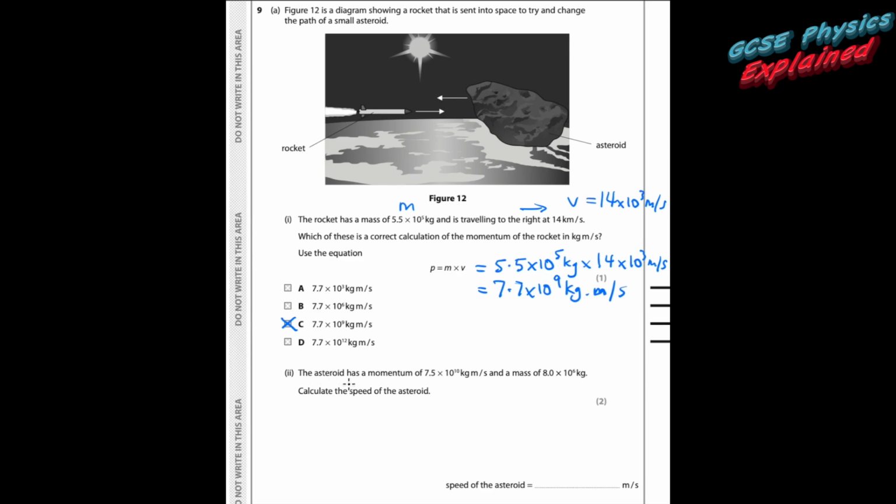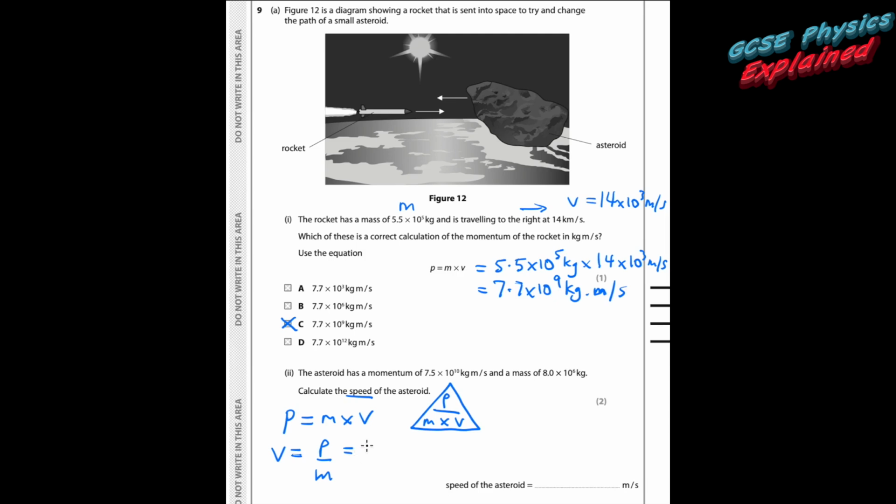Part 2. The asteroid has a momentum of 7.5 times 10 to the 10 kilograms meters a second and a mass of 8 times 10 to the 6 kilograms. Calculate the speed of the asteroid. Right, so momentum equals mass times by velocity, just like it's set up there. We need to rearrange that. So pop it in a magic triangle. M times by V goes on the bottom. P, momentum, goes on the top. We're looking for the speed, so cover up V, and you're left with P divided by M.